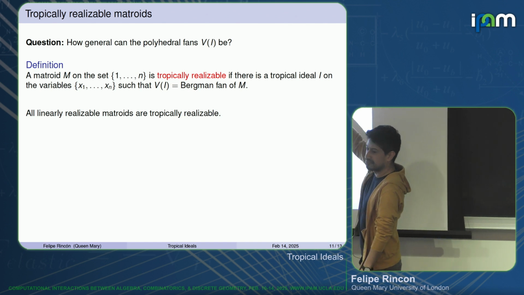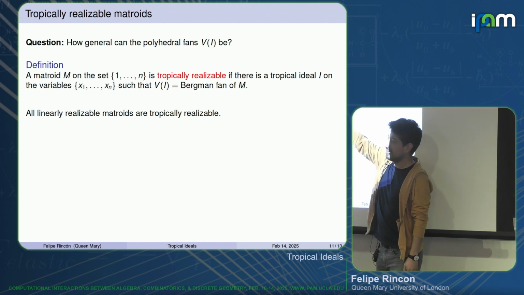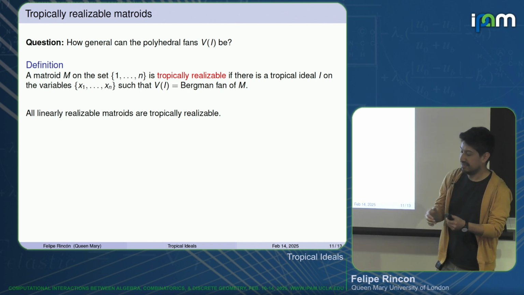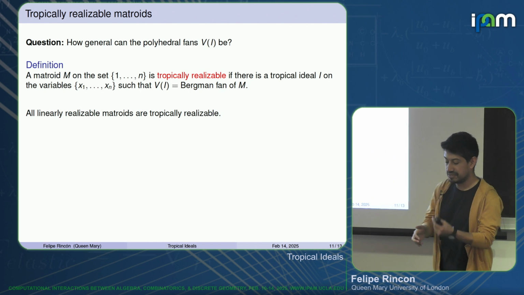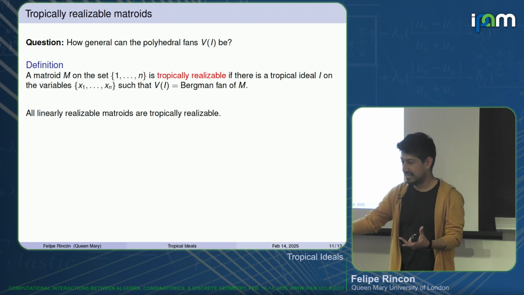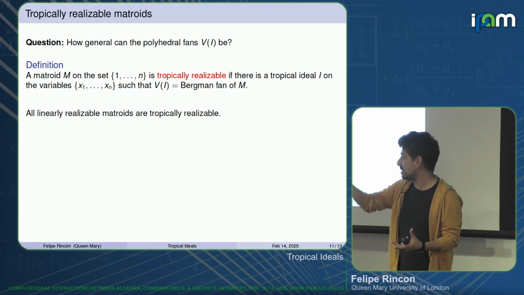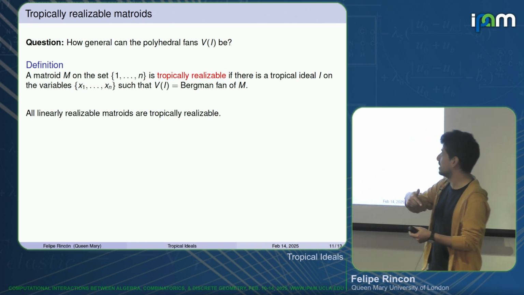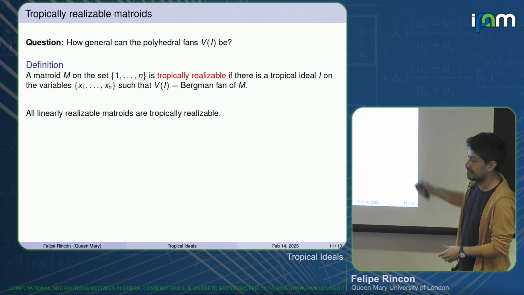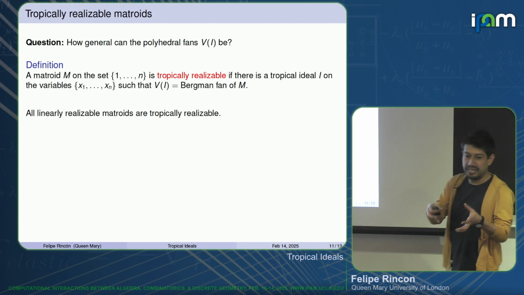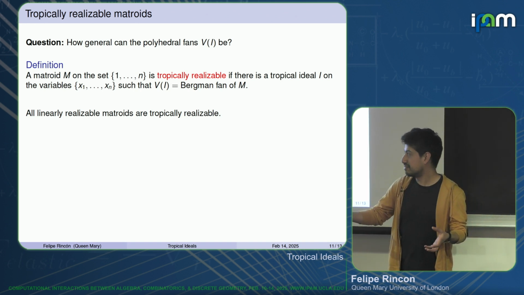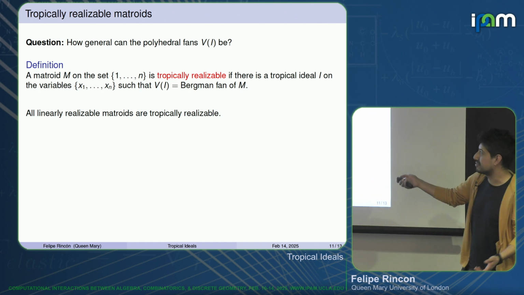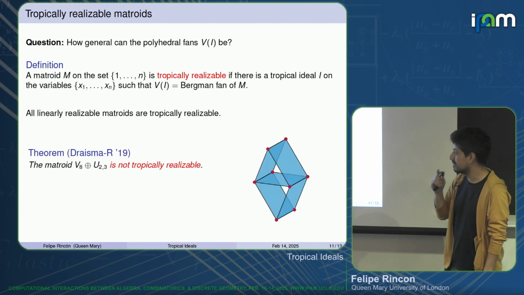By definition, if you untangle all this, you see that if the matroid that you start with is realizable, then it's also tropically realizable, because you take a realization of the matroid, take the ideal generated by that linear realization, and the variety of that ideal is the subspace. When you tropicalize that subspace, you get the Bergman fan of the matroid. So this is a class of matroids that includes the realizable matroids. And we were wondering, is it all matroids? Maybe you can always find this.